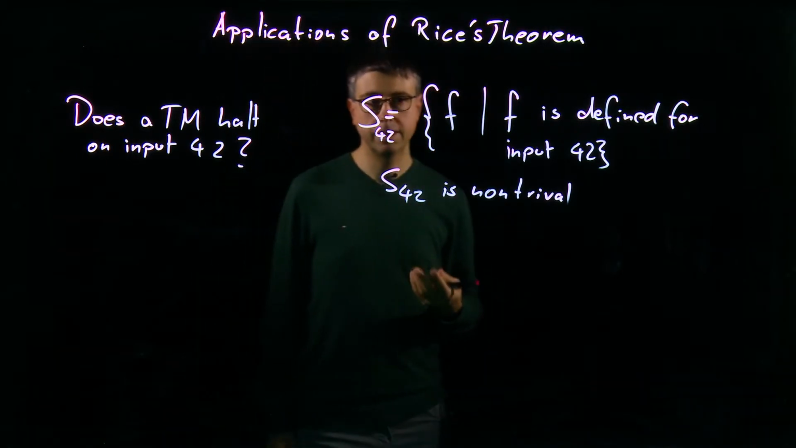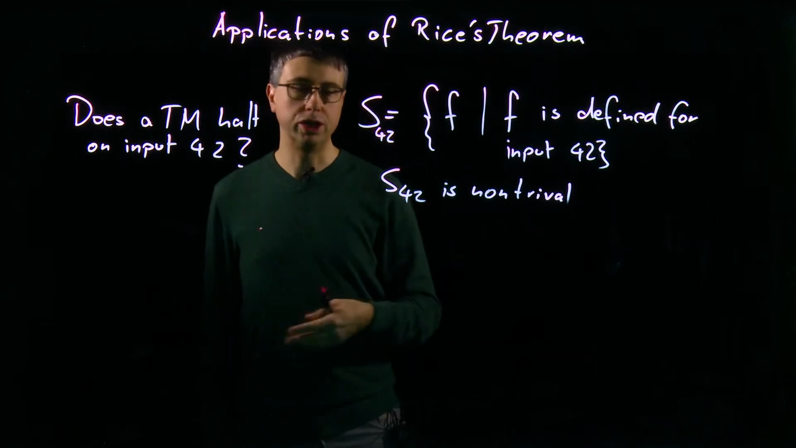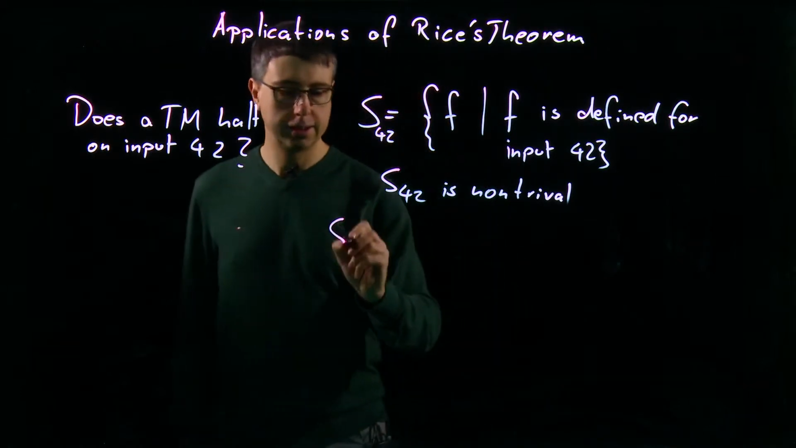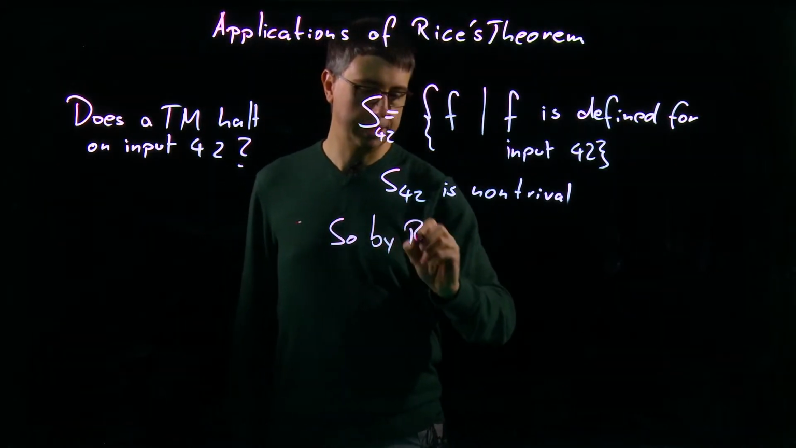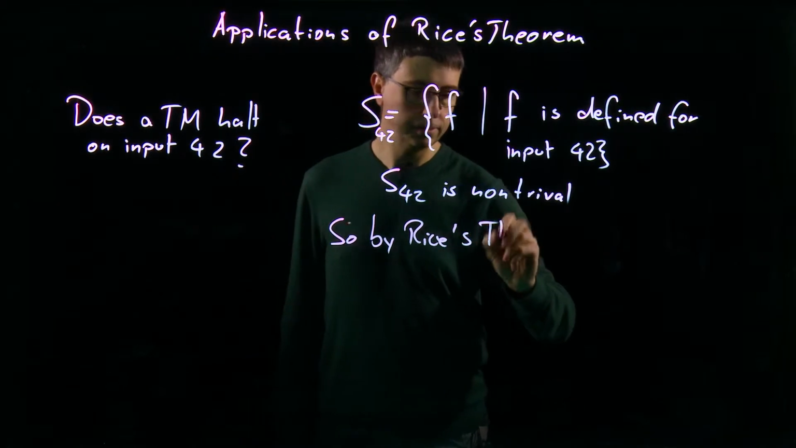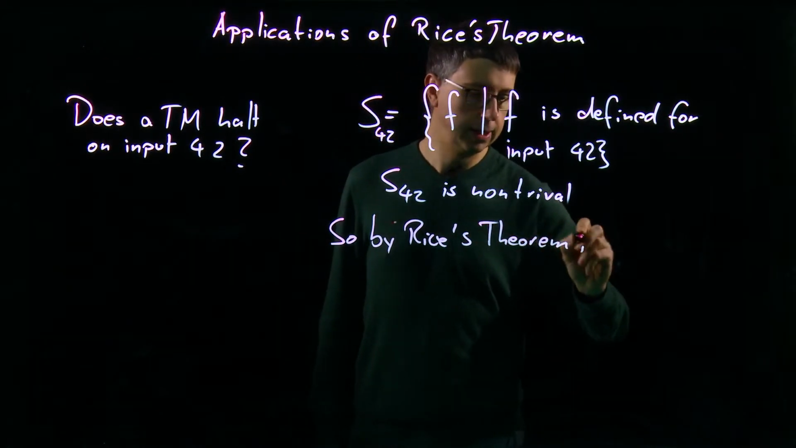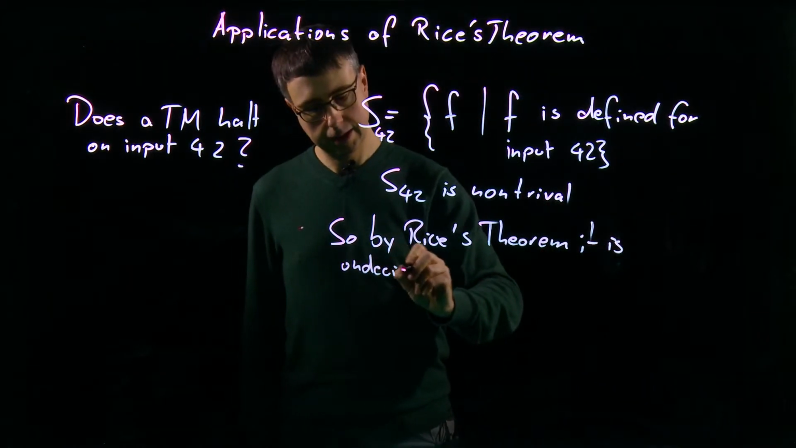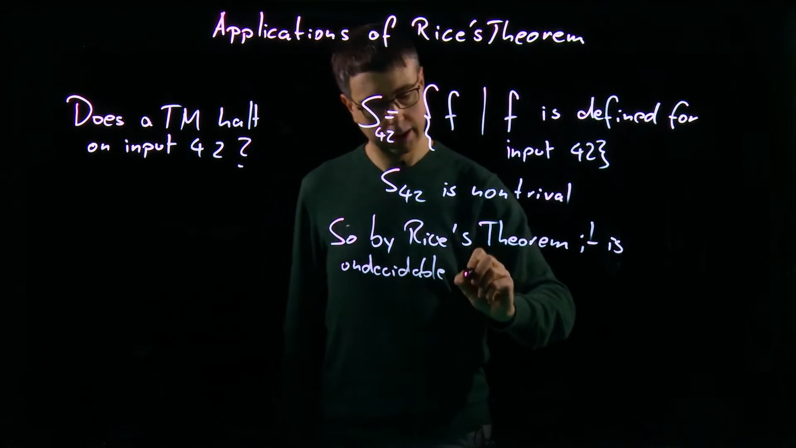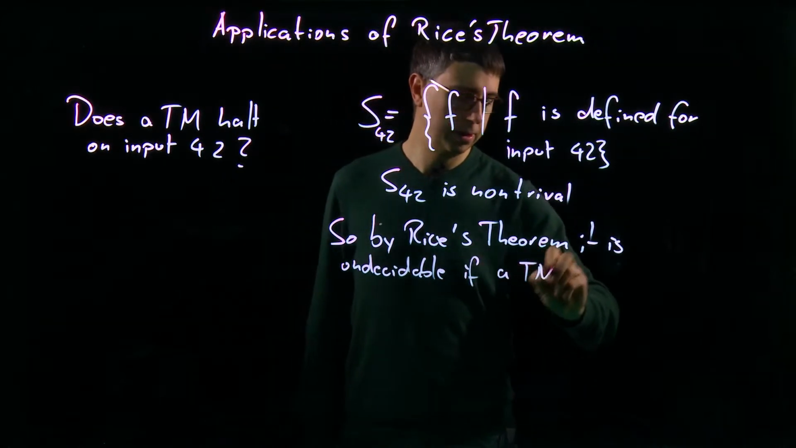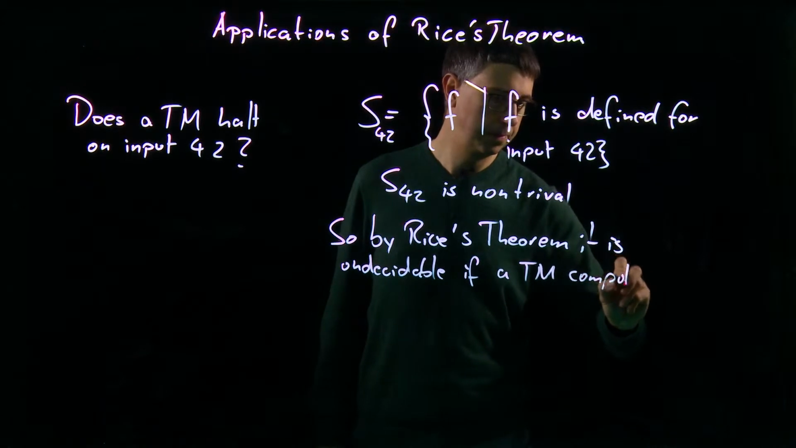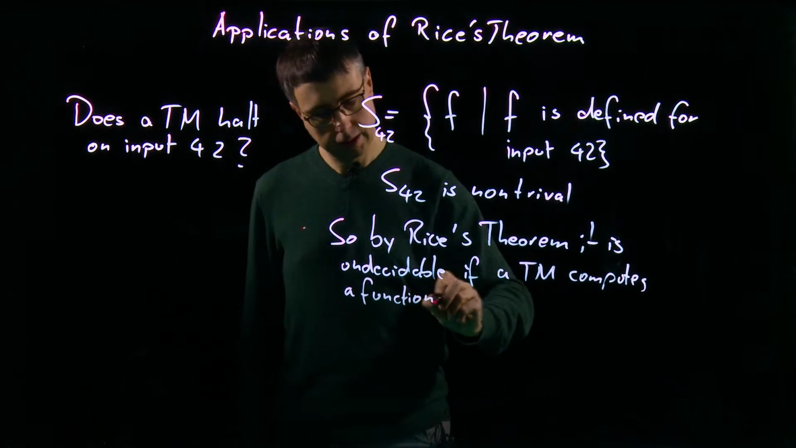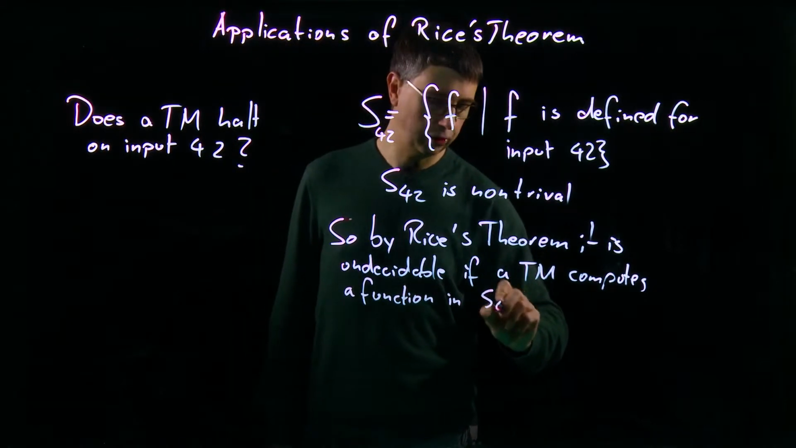So we know by Rice's theorem that it is undecidable whether a Turing machine computes a function that is in S42. So by Rice's theorem, it is undecidable if a Turing machine computes a function in S42.